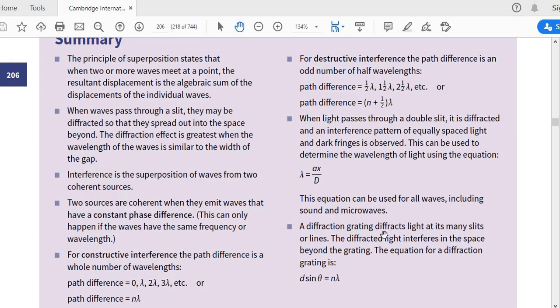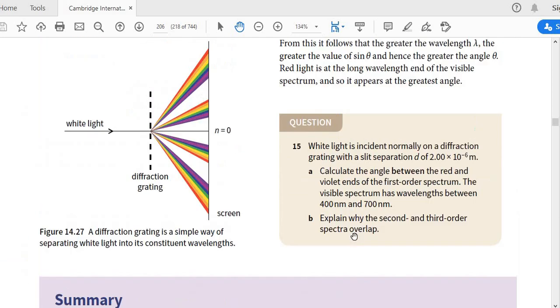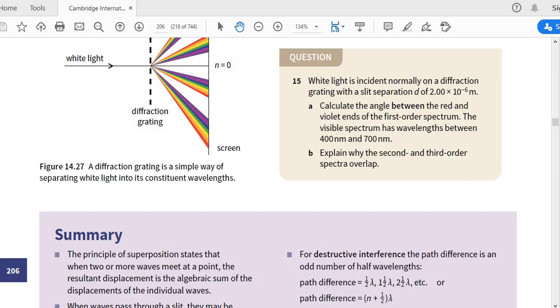A diffraction grating diffracts light at its many slits or lines. Now I told you diffraction grating is like a comb. There was a picture also.